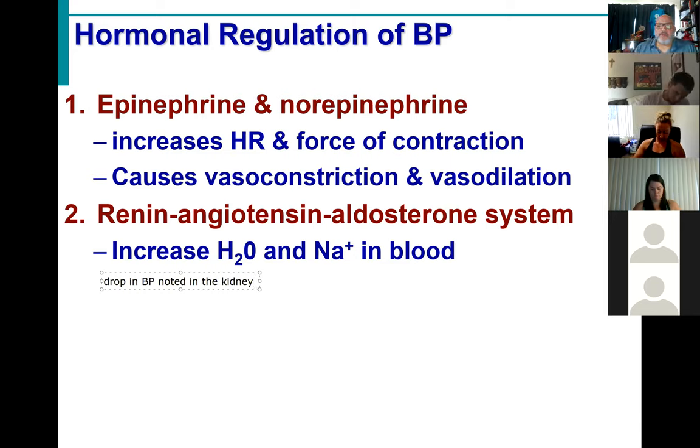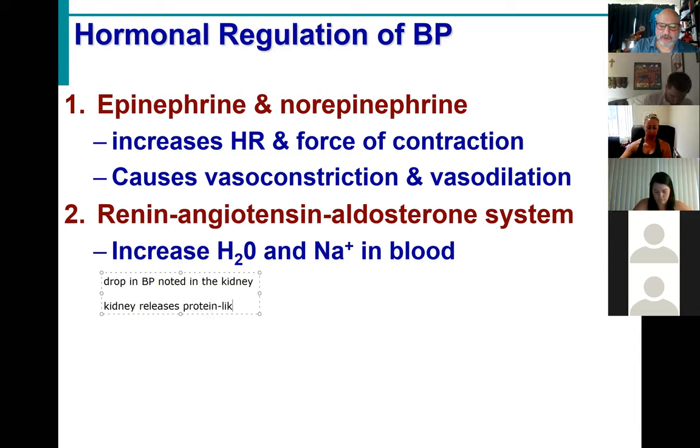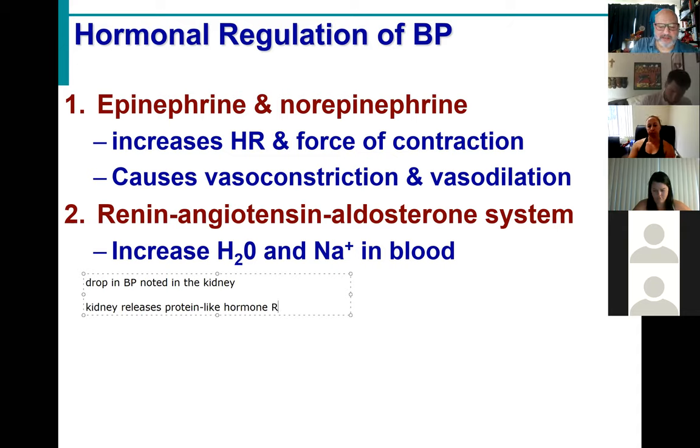As we have talked about before, while you're sitting here at rest, about 25% of your blood is being directed to your kidneys. So your kidneys do a very important role in not just filtering the blood, but also monitoring the condition of the blood. If the blood pressure in the kidney drops, then the kidney releases a protein-like hormone. Chemically, it is not a hormone, but it acts very much like a hormone. And that protein-like hormone is renin.